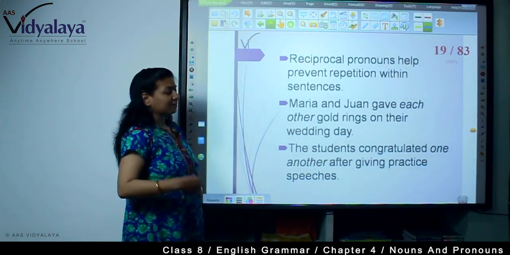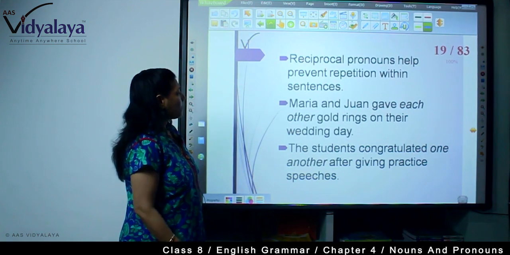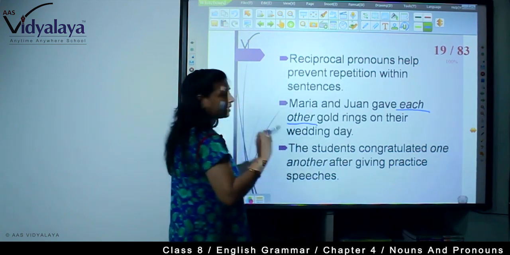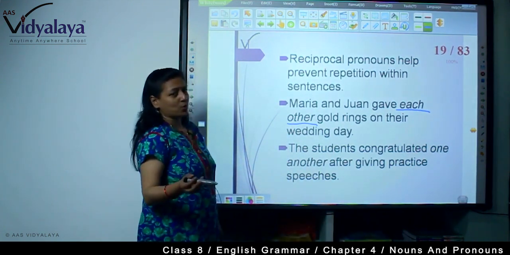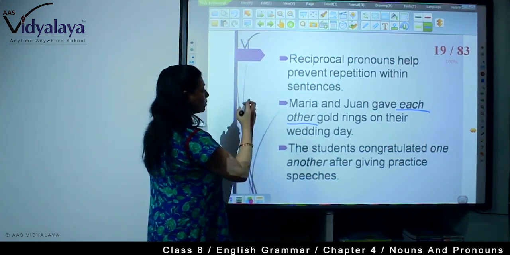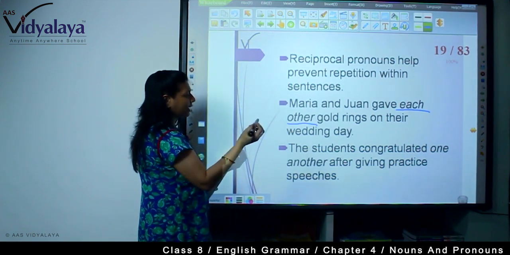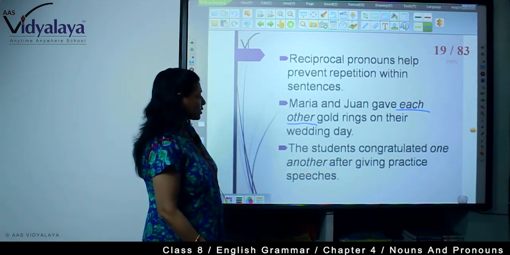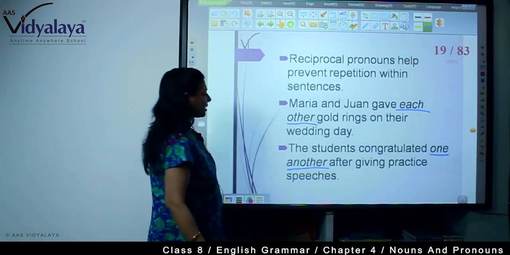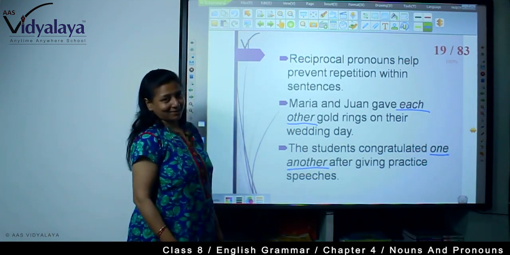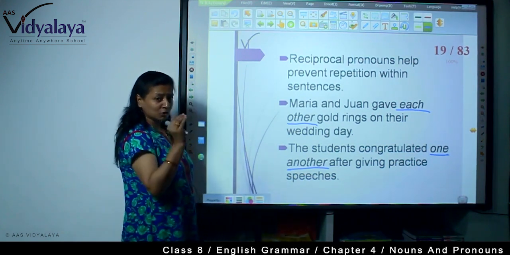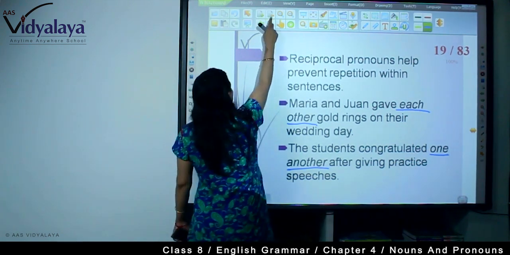Reciprocal pronouns help prevent repetition within a sentence. Maria and Juan gave each other gold rings on their wedding day. See, by writing each other, we did not have to write Maria and Juan again. The students congratulated one another after giving practice speeches. In this way you are seeing how helpful pronouns are and you should have sound knowledge of pronouns.